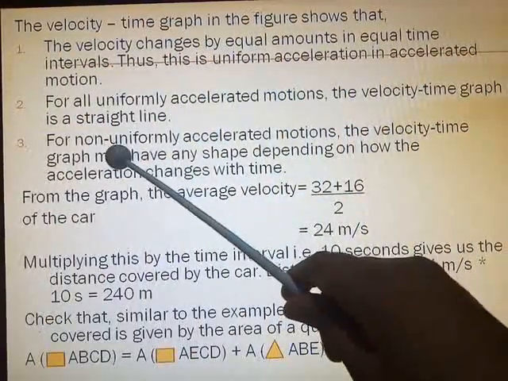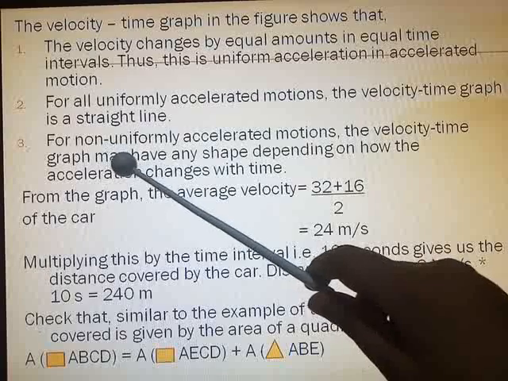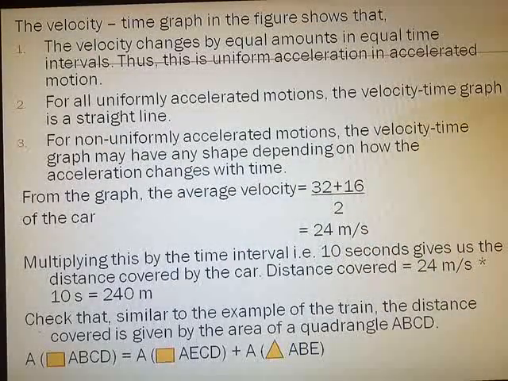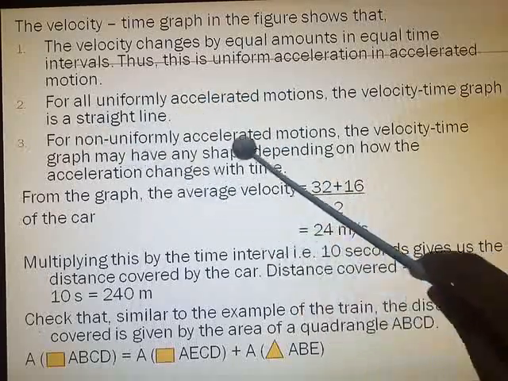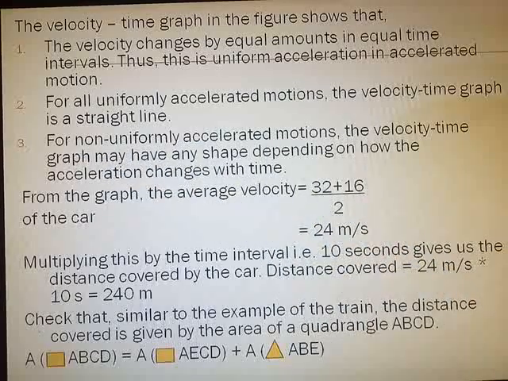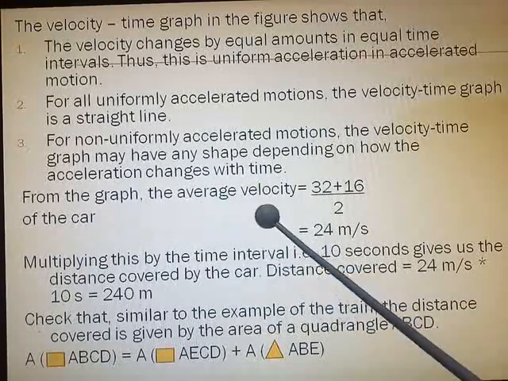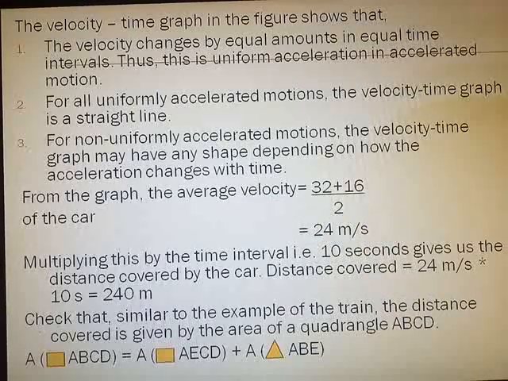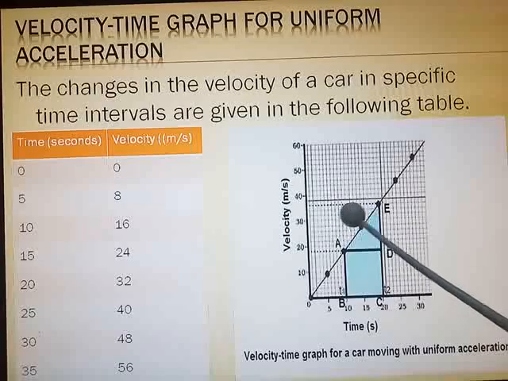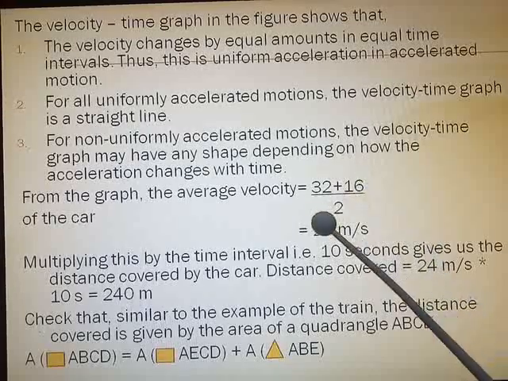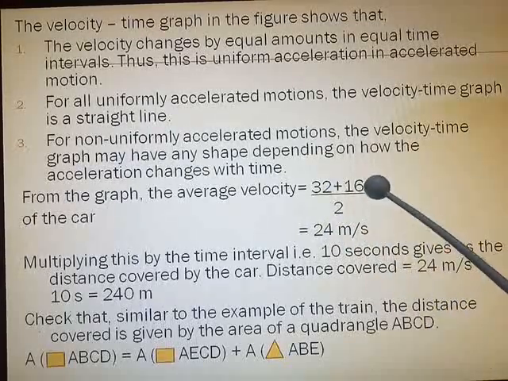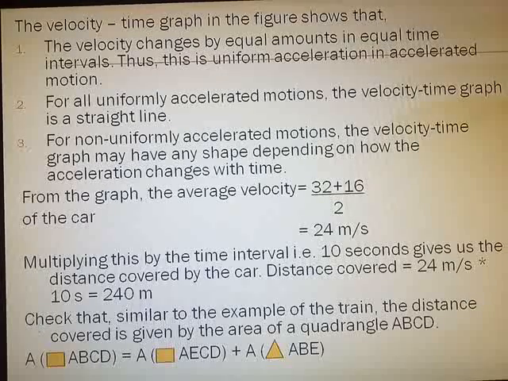Next point: for non-uniformly accelerated motions, the velocity time graph may have any shape. The second graph we saw today was a curve type. So if the motion is non-uniformly accelerated, then the velocity time graph may have any shape depending on how the acceleration changes with time. So from the graph, what will be the average velocity of the car? You can see in the graph, 32 plus 16 upon 2. You add 32 and 16 and divide by 2, and you get 24 meters per second.